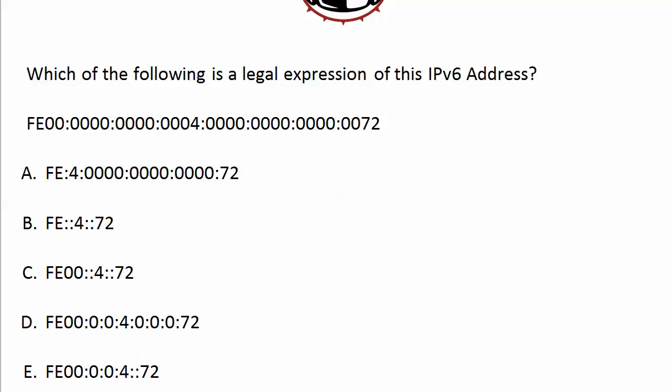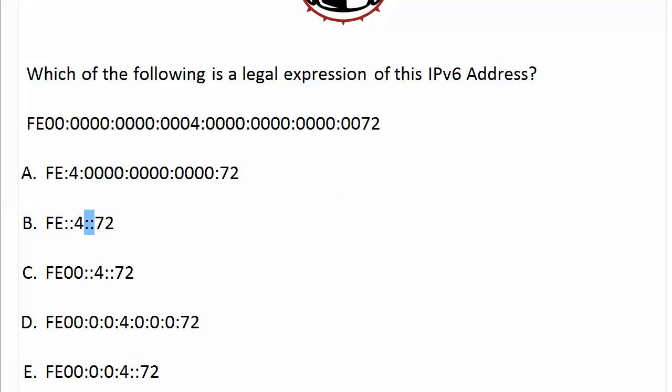Why? Because they're using zero compression twice. And, you know, I know we're doing the FE thing here again. That's another reason it would be illegal. But any time that you see two colons twice in an IP version 6 address, you can just stop right there because that is an illegal address.